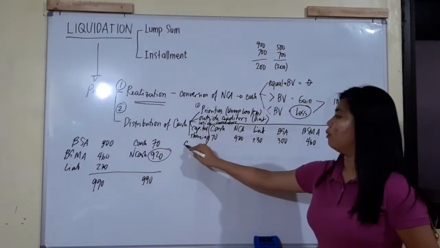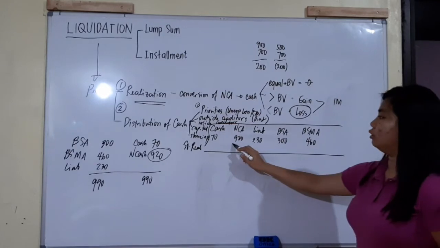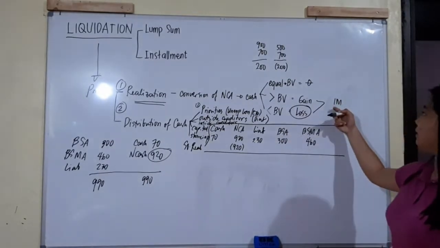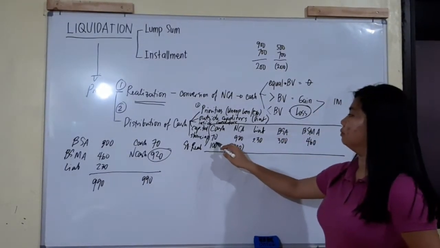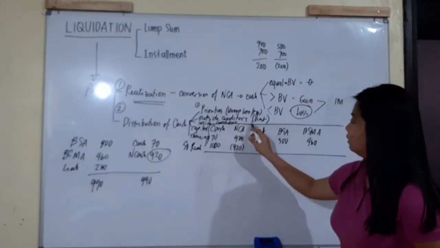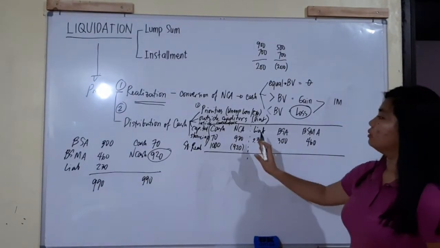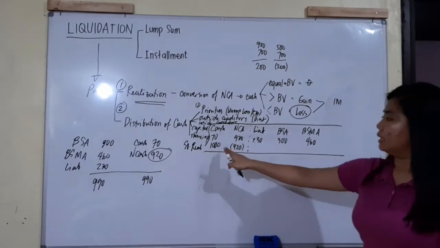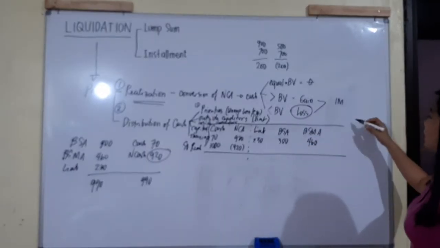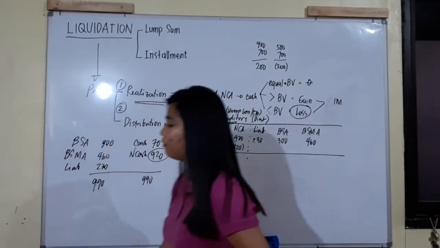Nagbenta tayo ng cash. Step 1, realization. So, binenta natin itong buo. Ibig sabihin, tanggalin natin ng buo. Magkano ang na-receive nating cash? Sabi natin, binenta natin ng 1 million. Therefore, meron tayong, kung titingnan natin yung ating equation, so ito yung assets, liabilities and equity, alam natin na meron tong positive 80. Therefore, hatiin natin positive 80. As far as I can remember, yung hatian natin ay 40 is to 60? No, 35 is to 65. No?